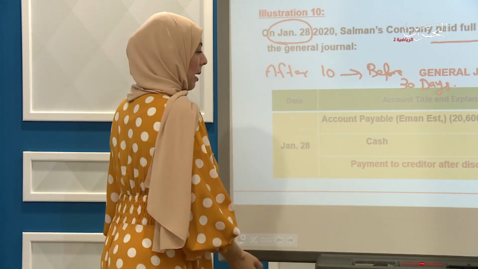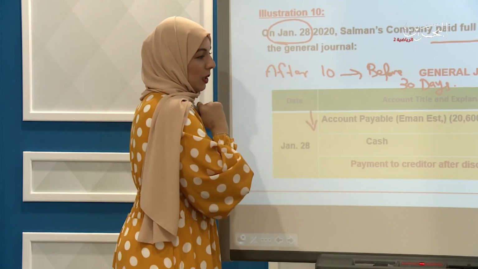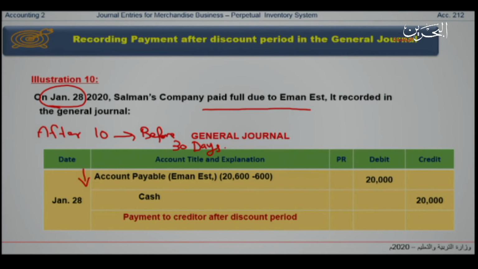If they pay the liability they have, the accounts payable will decrease by the amount of 20,000, and we explained before how we get the 20,000. If I pay, my cash will also decrease, and it will decrease by the full amount that is due.